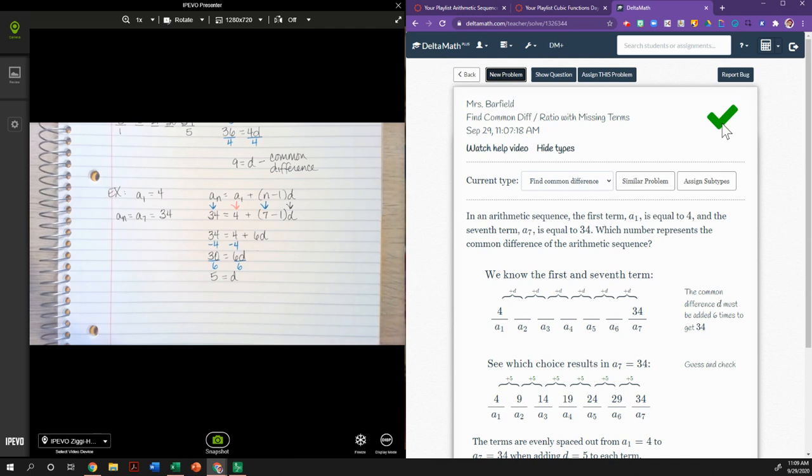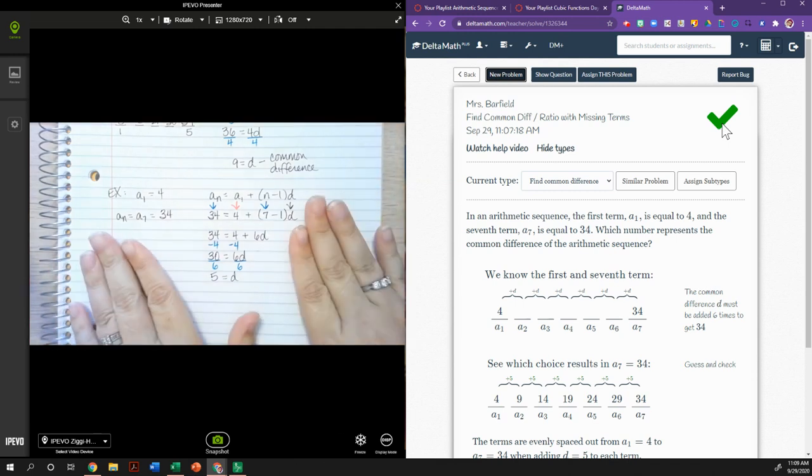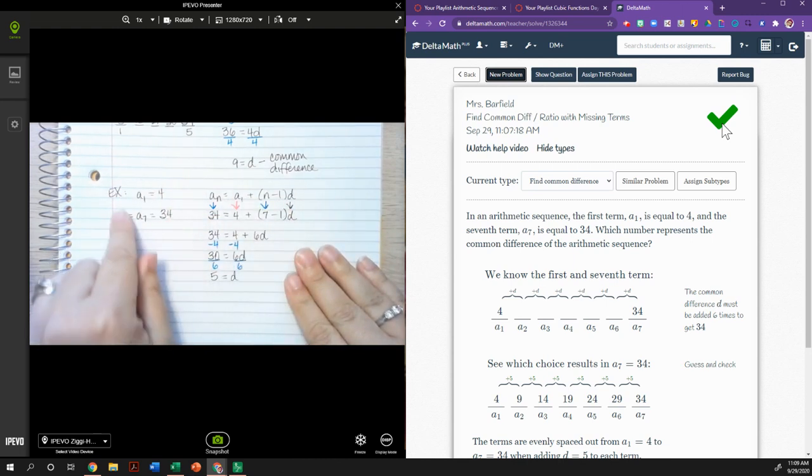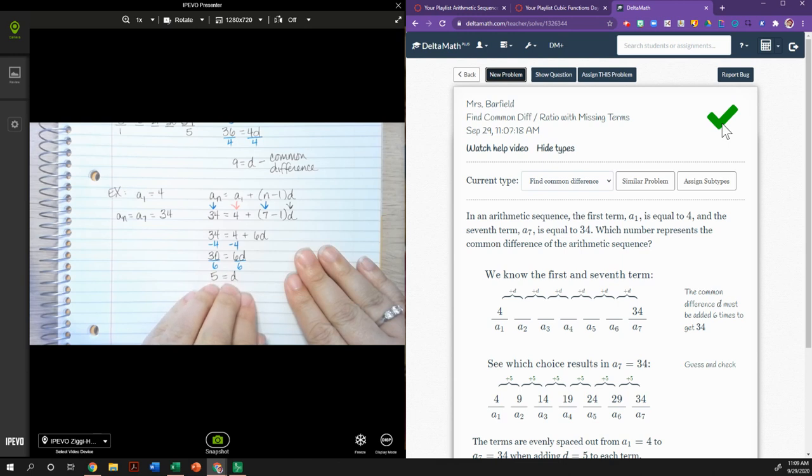I think you have enough examples to get started, because this is how you will do every single problem. You will start with this formula, plug in this information, and then solve. So really, honestly, you guys, you're just getting more practice on solving equations.